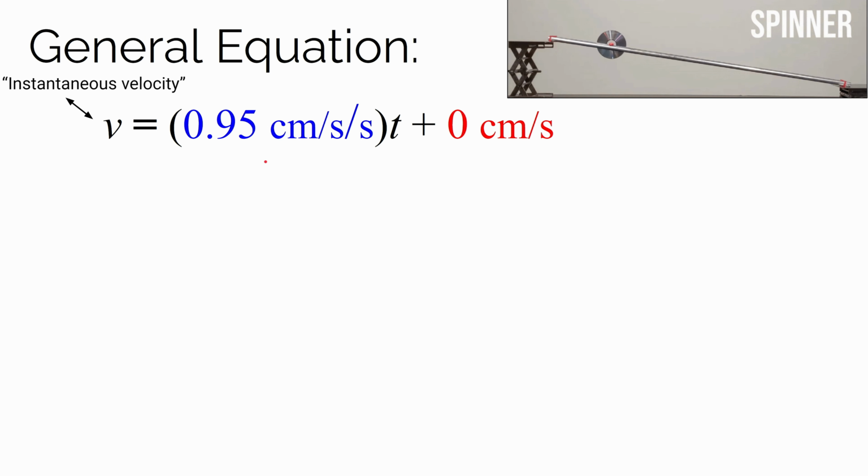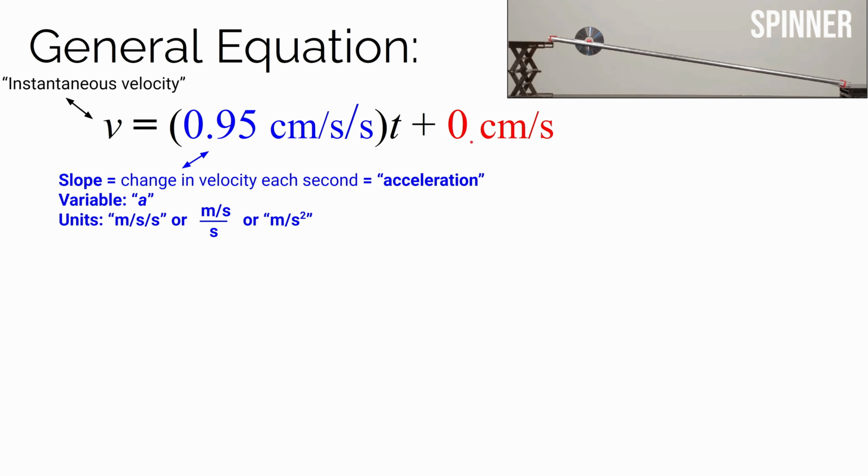Now that we understand what the slope and the y-intercept represent about the motion of the spinner, we can come up with a general equation which describes how the velocity changed for all of our spinners. Right? We just had slightly different slope values and slightly different y-intercept values. So with the slope, we said that we thought it represented how much the velocity changed each and every second. It went up by the same amount each and every second. And in physics, we actually have a word for that that's called acceleration. So the slope of our velocity versus time graph is acceleration. It's how much the velocity changes each and every second.